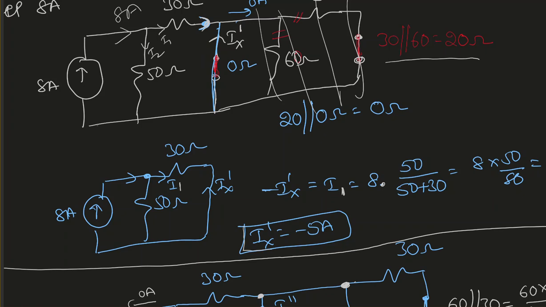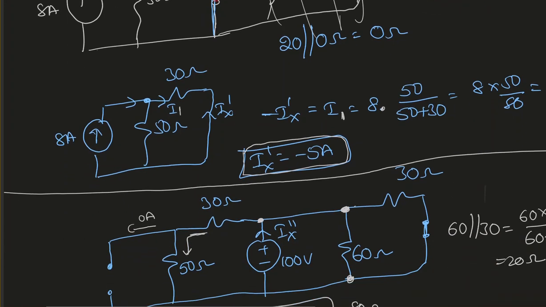Whenever you see this negative, that indicates that I assumed Ix prime is leaving this source, but Ix prime is actually going into the source there. So that's our first step.